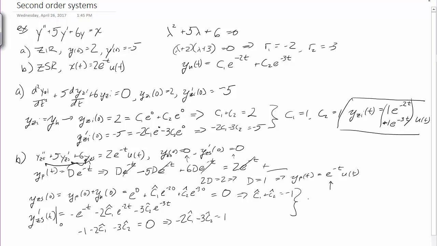So if you solve this system of equations, you get c1 hat is minus 2 and c2 hat is positive 1. So armed with this information, we can say that the zero state response as a function of time is going to be e to the minus t, minus 2 e to the minus 2t, using this here, plus e to the minus 3t, all of that times u of t. Put a box on that.